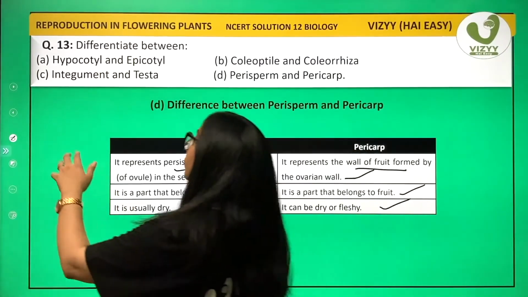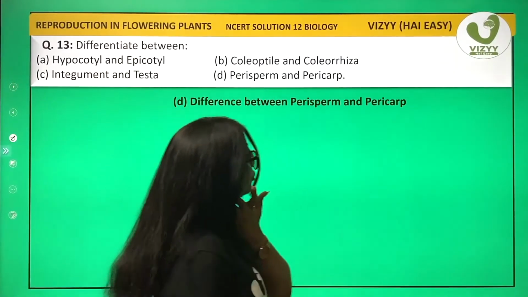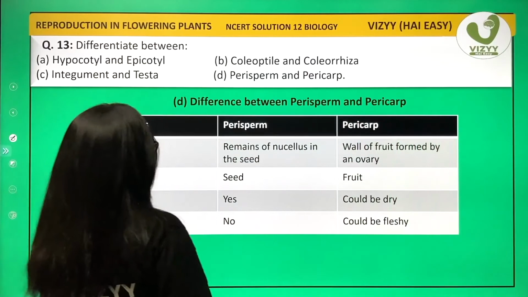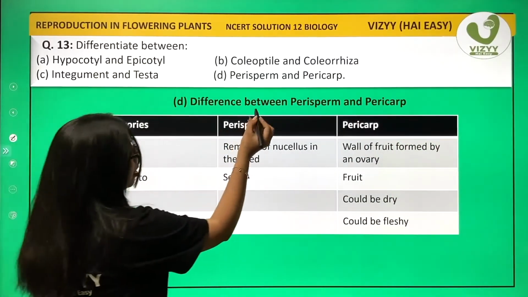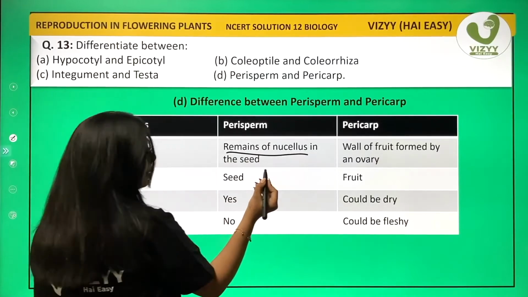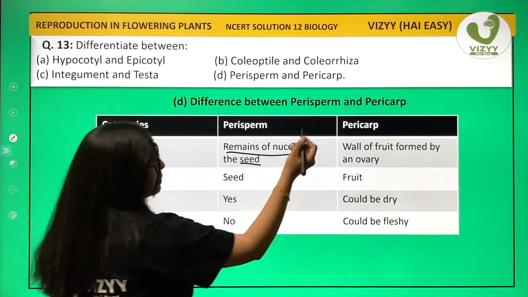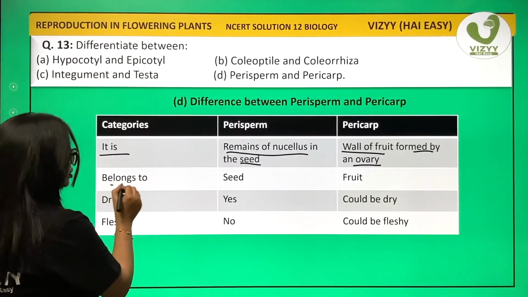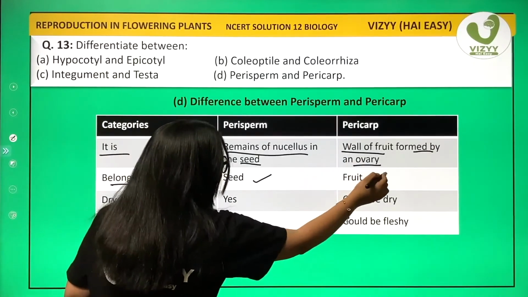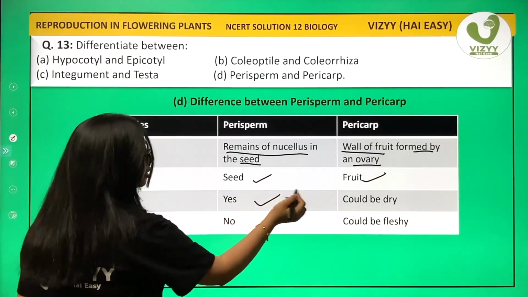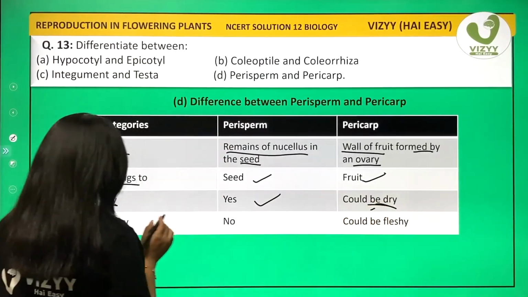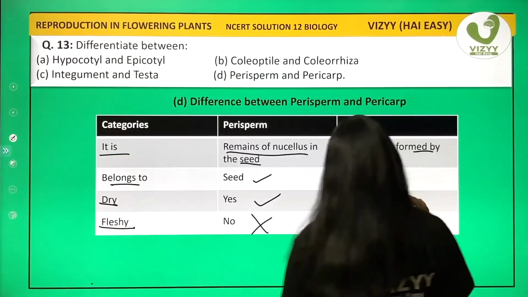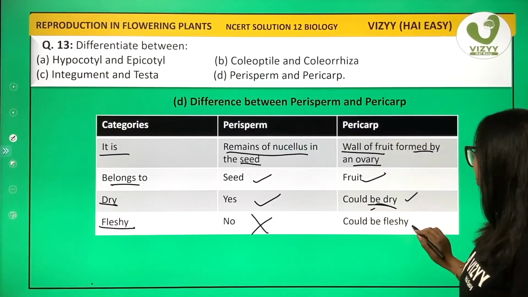Here, students, we are done with difference number 4 as well, and when you categorize it into columns, it will look something like this. Perisperm: remains of the nucellus in a seed, whereas pericarp is the wall of the fruit formed by an ovary. Lastly, belongs to seed, belongs to fruit. Dry: yes, could be dry. Whereas when it comes to fleshy, perisperm no, whereas pericarp could be dry or fleshy.